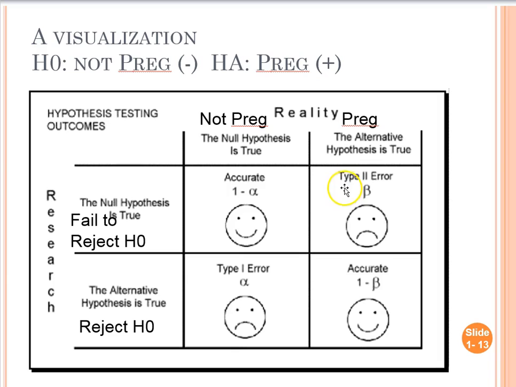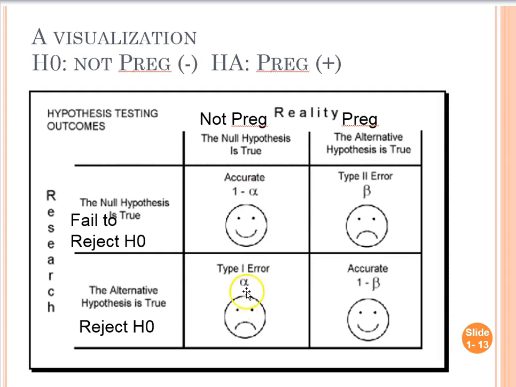The other type error is the type 2 error, and this is when we fail to reject that null hypothesis. So in this instance, we've stated that she's not pregnant, the stick reads negative, but she is in fact pregnant. That's the other type of error that we could make. If the stick reads negative and she's in fact not pregnant, that's completely fine.